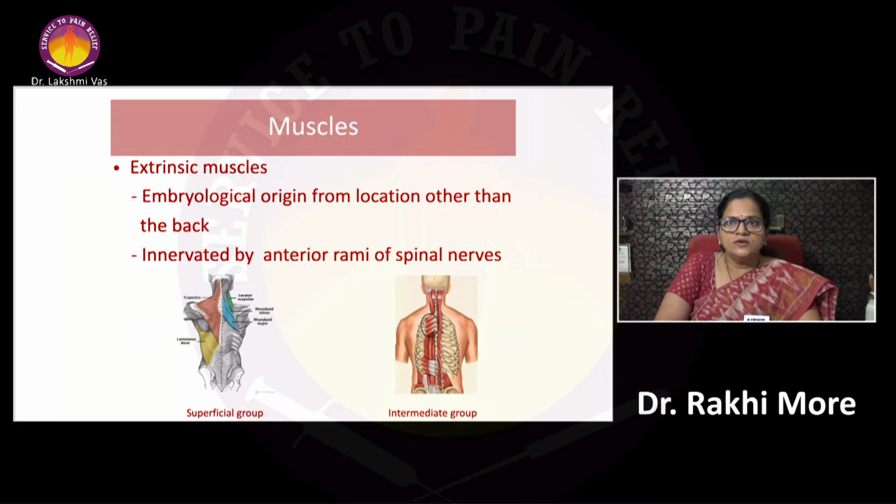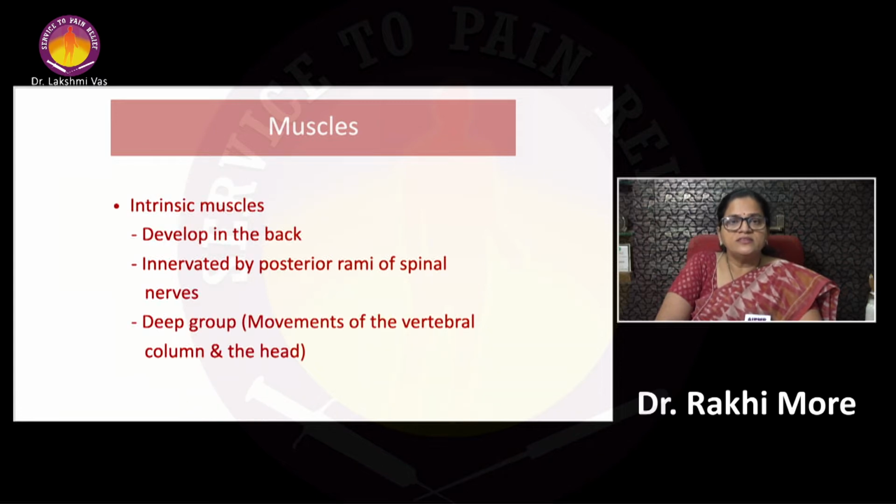The extrinsic group has an embryological origin from locations other than the back, and these are innervated by the anterior rami of the spinal nerves. These are again divided into two: a superficial group and an intermediate group. The intrinsic group of muscles develop in the back and are innervated by the posterior rami of the spinal nerves. These are the deep group of muscles which help in the movements of the vertebral column and the head.